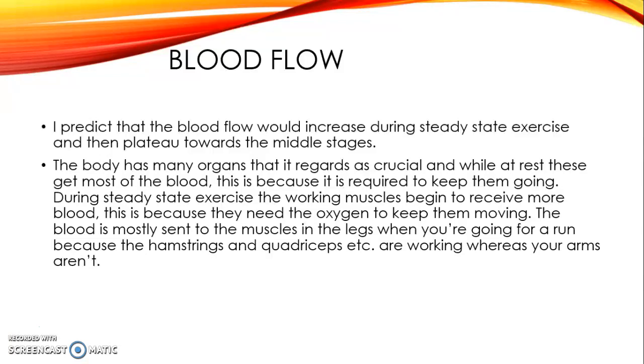This is because they require oxygen to keep them working at a high intensity. The blood is mostly being sent to the muscles in the legs when you're going for a run, because the hamstring and quadriceps need it, along with the gastrocnemius and tibialis anterior. However, your arms aren't working, so your bicep and your tricep would lose blood, and the blood would primarily be sent to the hamstrings, quadriceps, and gastrocnemius.